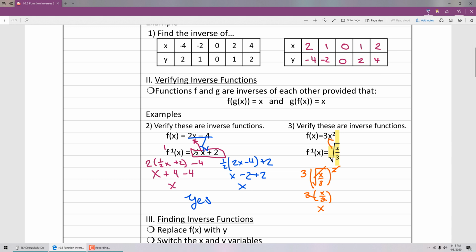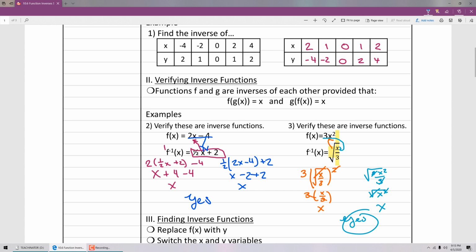So now let's plug this one into this x. Here I'm going to have the square root of 3x squared over 3. Our 3's will cancel out, and I'll be left with the square root of x squared. The square root and square cancel each other out, and I'm left with x. So yes, these are inverses.